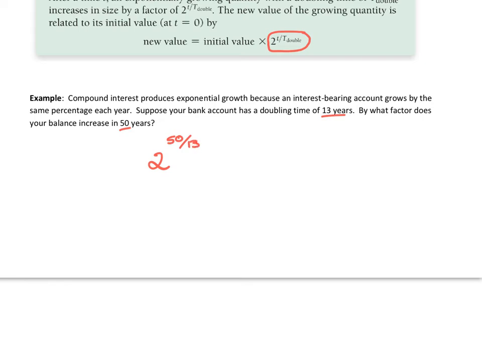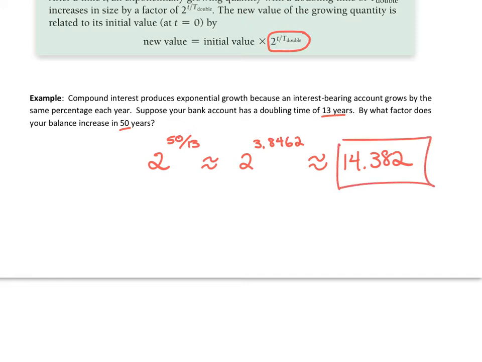In plain numbers, that is about 2 to the 3.8462 power, which you can figure out on a calculator is 14.382. So your money in this account over 50 years would grow 14 times over, which is huge. If you can find an account that does that, put all your money into it.